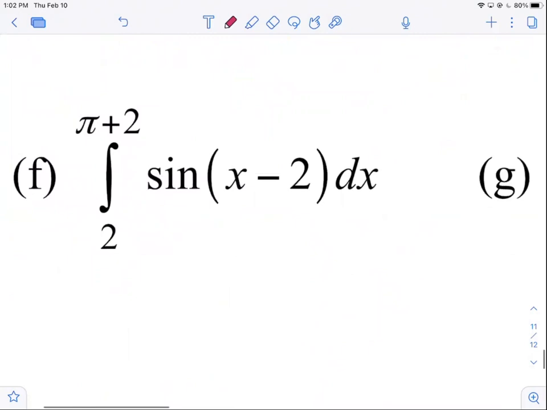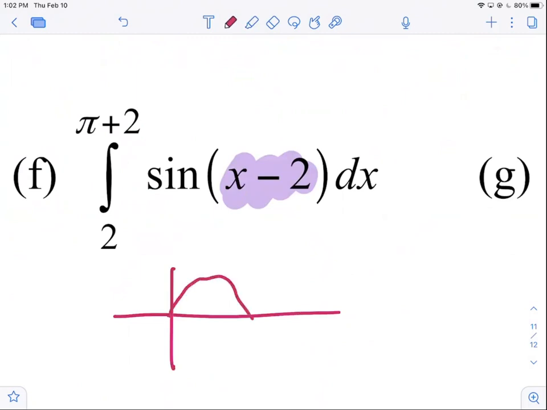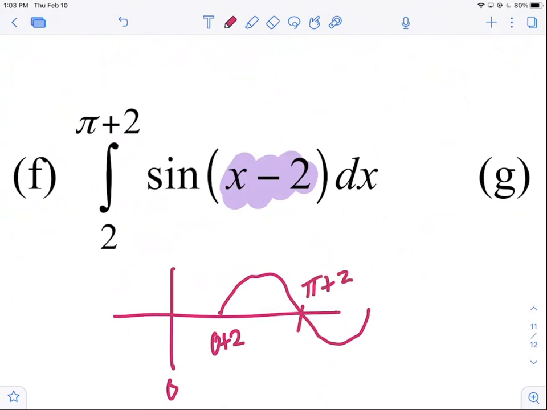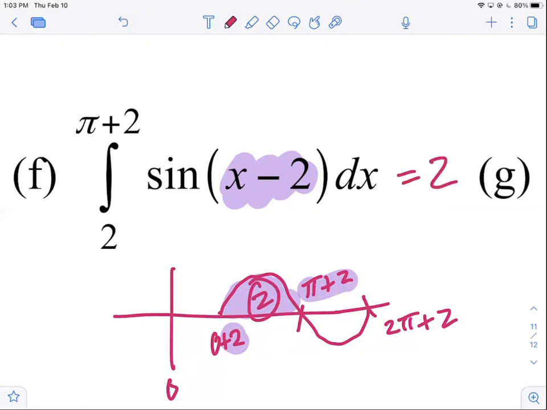All right, let's look at this guy. What does replacing x with x minus 2 do to any function? It moves it right 2 units, 1, 2. So what used to be at 0 is now at 0 plus 2. And what used to be at pi is now at pi plus 2. And what used to be at 2 pi is now at 2 pi plus 2. What would be the integral then from 2 to pi plus 2? It's just 2. I'm integrating the same region. It's just over a different interval, right?